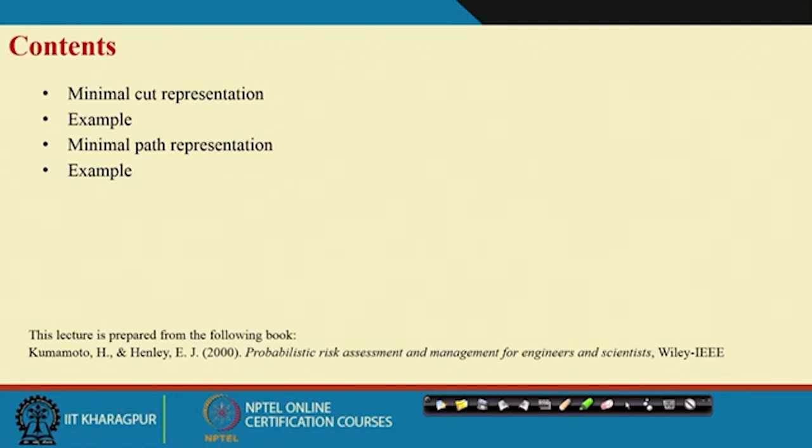Then a couple of examples we will discuss, then we will go to minimal cut sets, where the same fault tree will be converted in such a manner that you will get the minimal cut sets, and then we will see the structure function using minimal cut sets, and then a number of examples will be discussed. We have taken material from the book Risk Assessment and Management for Engineers and Scientists, written by Kumamoto and Henley.